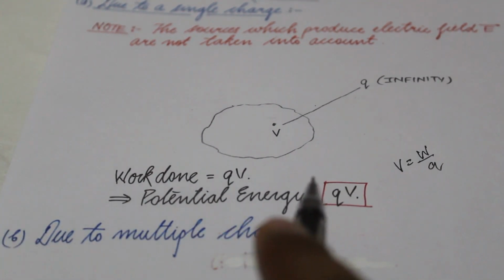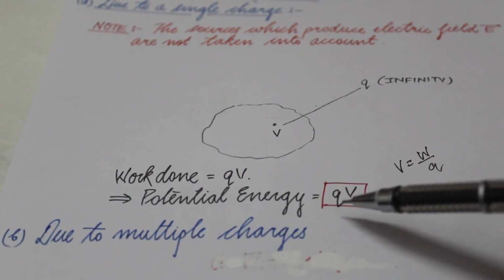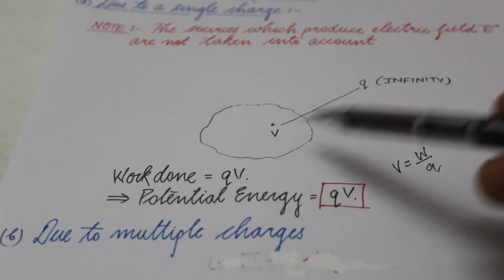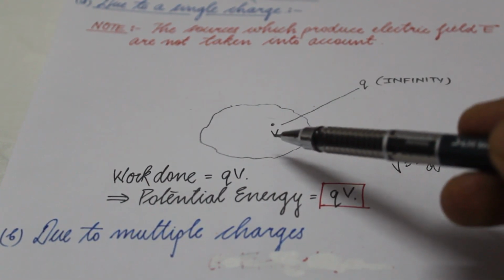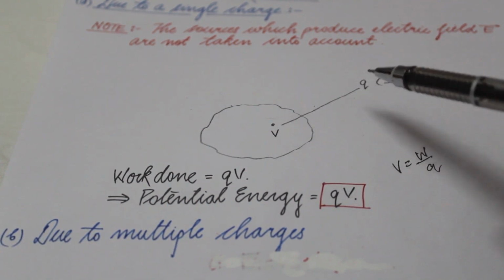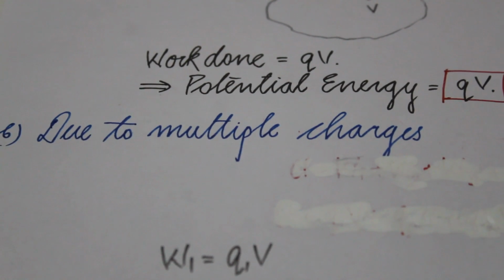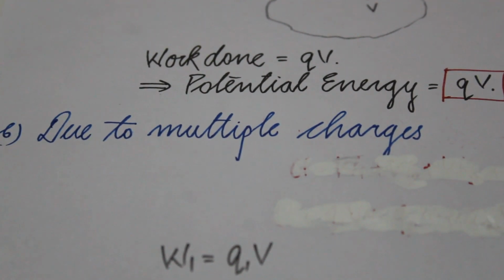So the potential energy will be Q into V. Since the work done will be against the electrostatic force, this will be the work done, and it will be stored in the charge in the form of potential energy. Next, we are going to study potential energy of charges in an external field due to multiple charges.